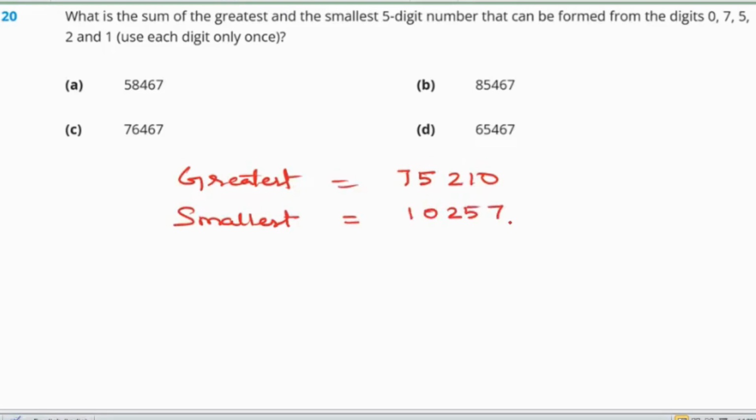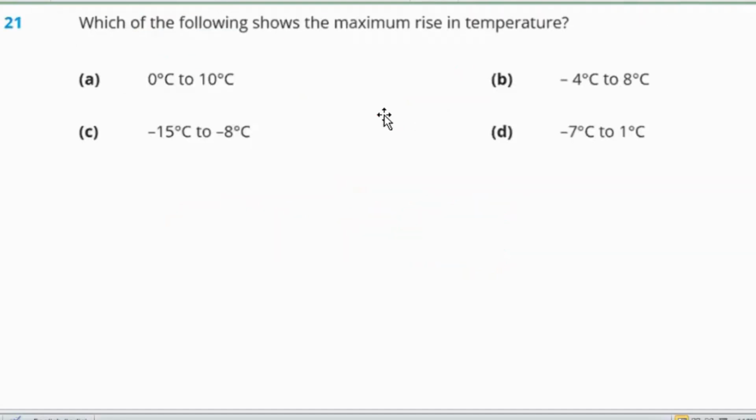10,257. The question is saying that we need to find the sum, so that's why we need to add them. When we add them, we will get 85,467, which is our option number B. Got it? Now let's move on.